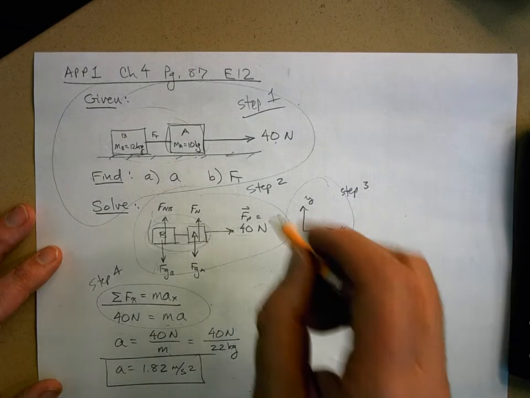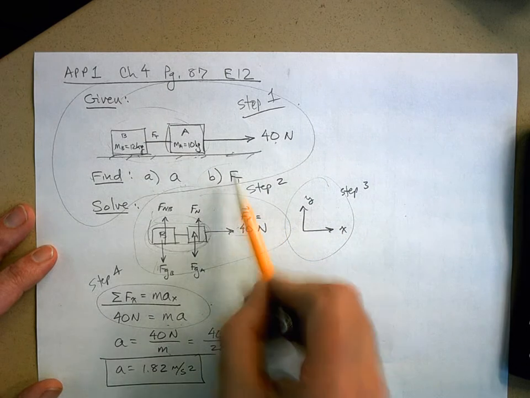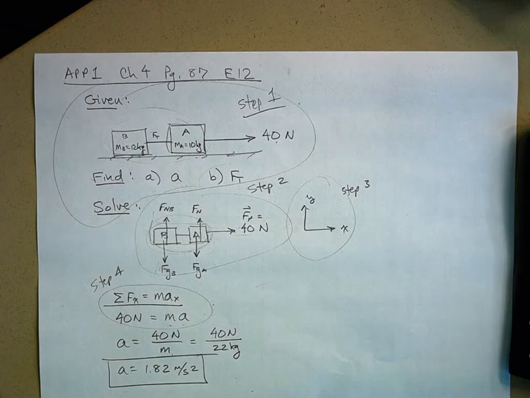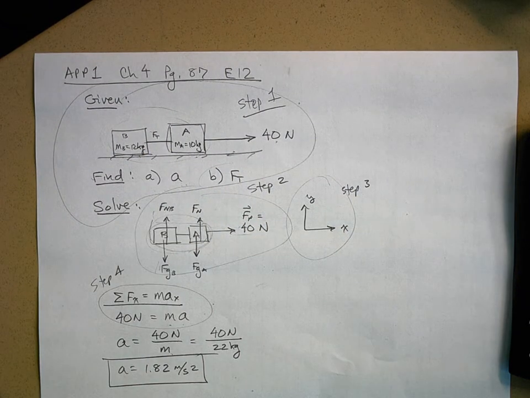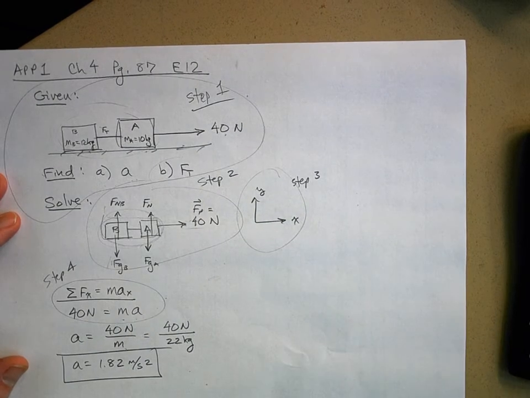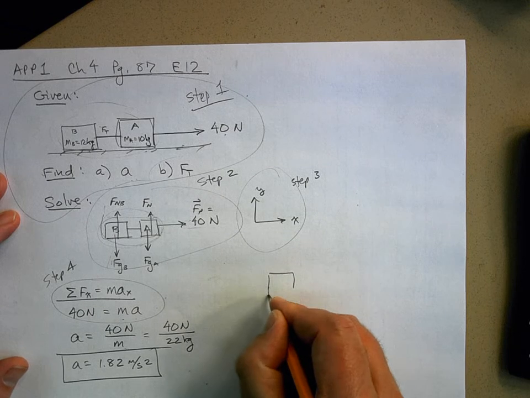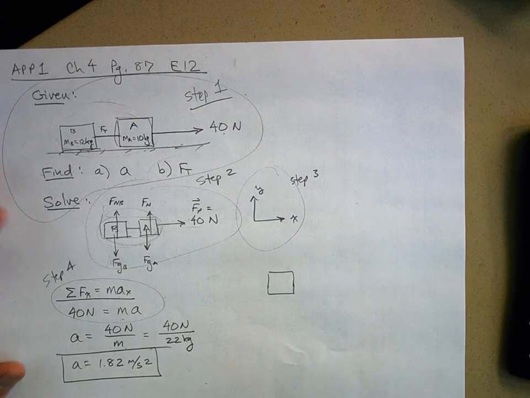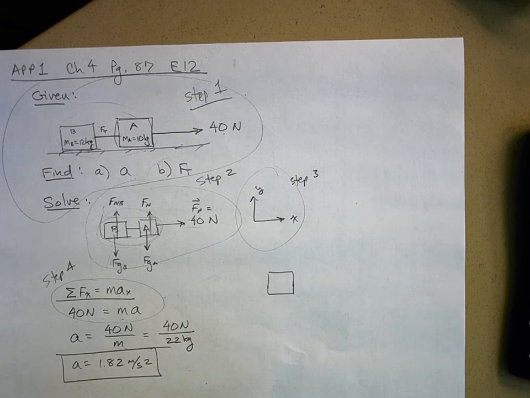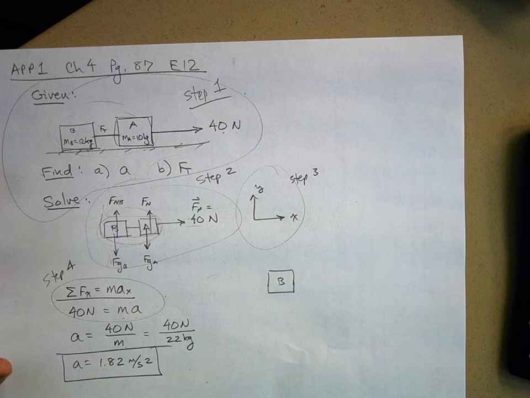Now, what about part B? We want to know what is the tension force in here. And this is a little tricky. I'm going to start over again, and I'm going to just draw a free body diagram of B. And you'll see why in a second. Why not A? I could do A. But I'm not going to do A. I'll just do B.